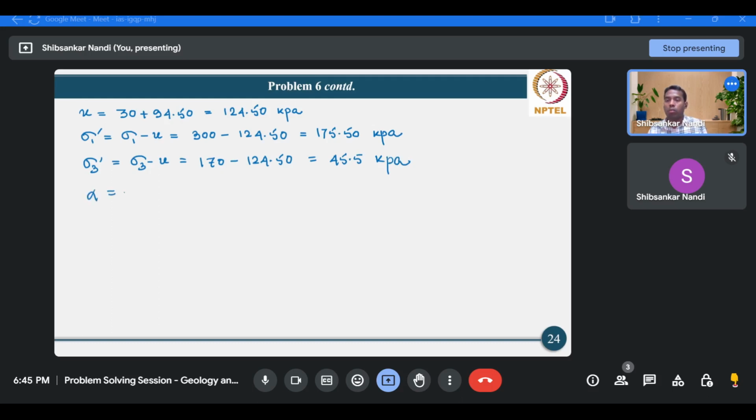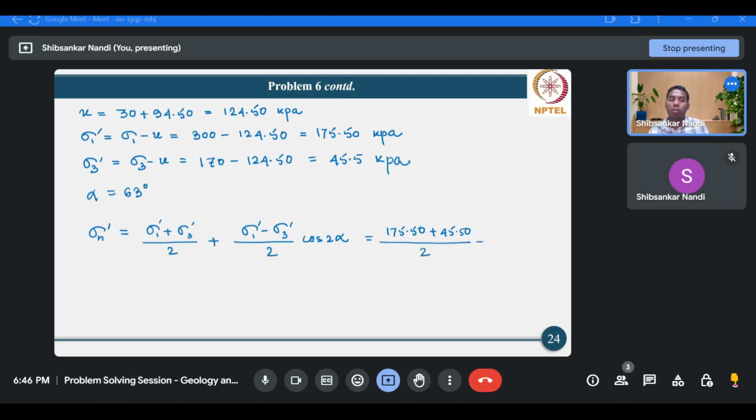And the alpha value we have calculated as 63 degrees. So sigma n prime would be sigma 1 prime plus sigma 3 prime by 2 plus sigma 1 prime minus sigma 3 prime by 2 cos of 2 alpha, that is 175.50 plus 45.50 by 2 plus 175.50 minus 45.50 by 2 cos of 126.